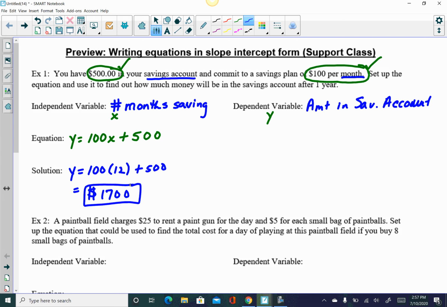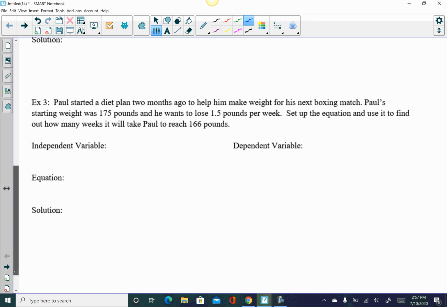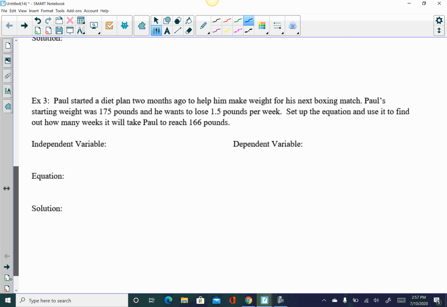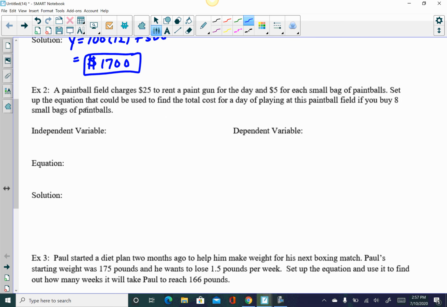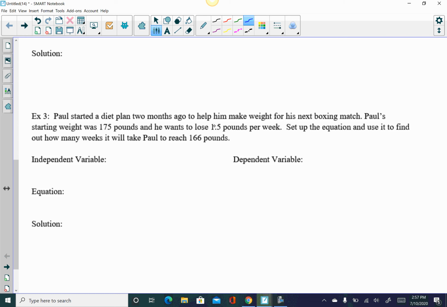I encourage you to pause now, try example 2, and check yourself by the solution key. I'm going to do example 3 with you. In example 3, Paul started a diet 2 months ago to help him make weight for his next boxing match. Paul's starting weight was 175 pounds, and he wants to lose 1.5 pounds per week. They want us to set up an equation and use it to find out how many weeks it's going to take Paul to reach 166 pounds.